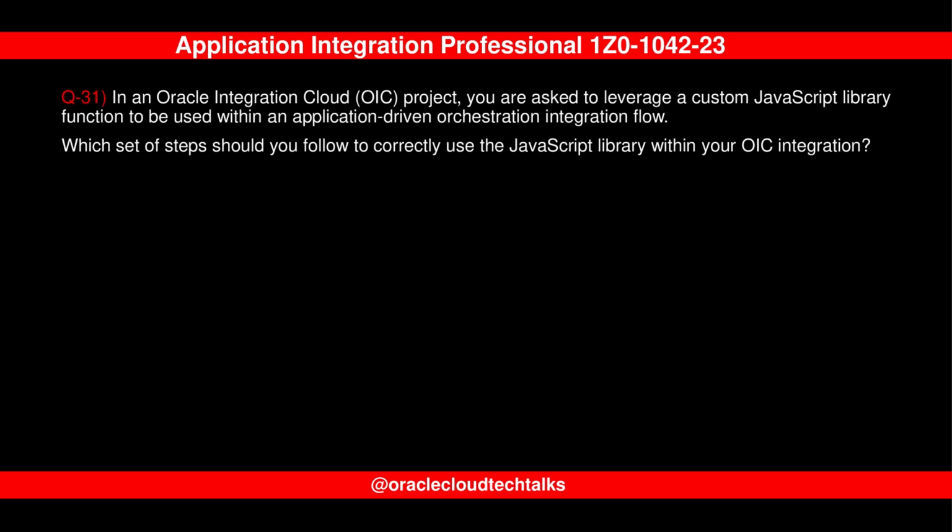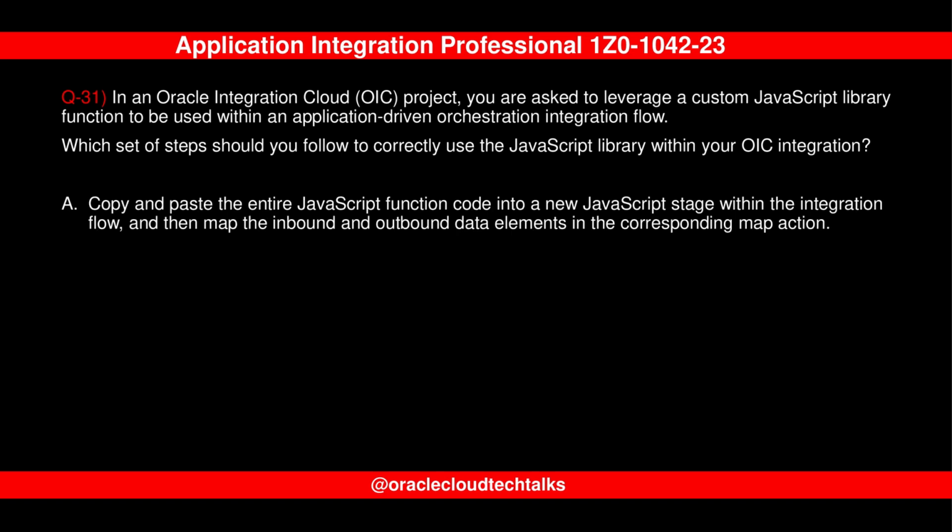Question 31. In an Oracle Integration Cloud (OIC) project, you are asked to leverage a custom JavaScript library function to be used within an application-driven orchestration integration flow. Which set of steps should you follow to correctly use the JavaScript library within your OIC integration?